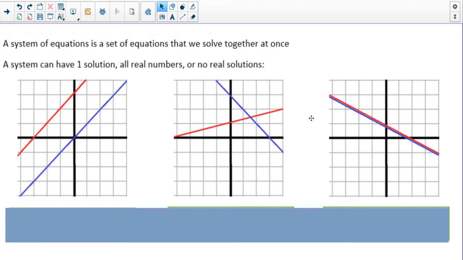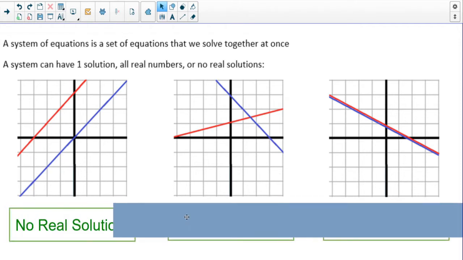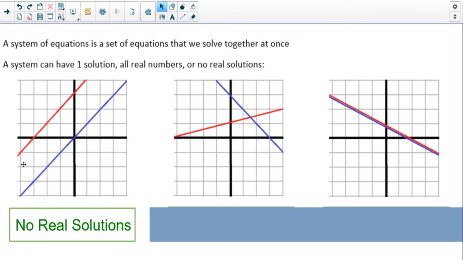So these are just some different examples of that. Here I've got a red equation and a blue equation. These are both graphing lines. They never intersect, they never touch. These are parallel lines, so these actually have no real solutions. There's no place where they cross and share the same point.